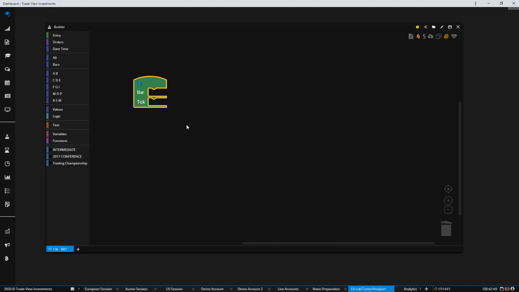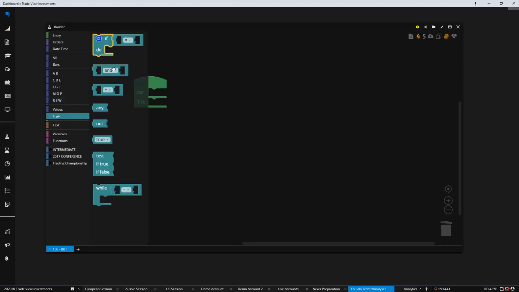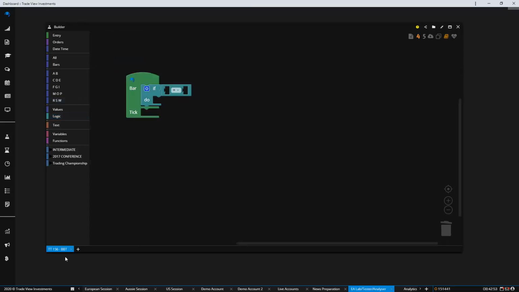Okay, so now I've got my TradeView X platform open. We're going to build this strategy together. You can see how I've renamed this to TT156 BBT, so I've called it Band Break Trail, just for those who are unaware of the abbreviation.